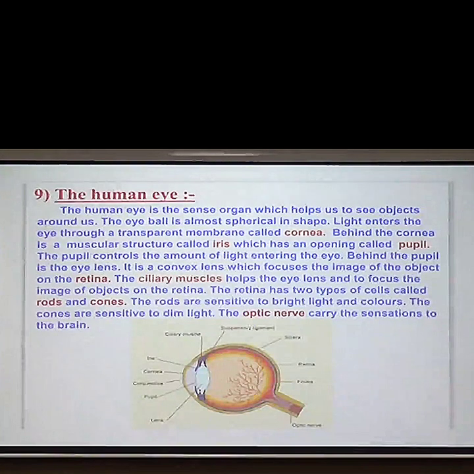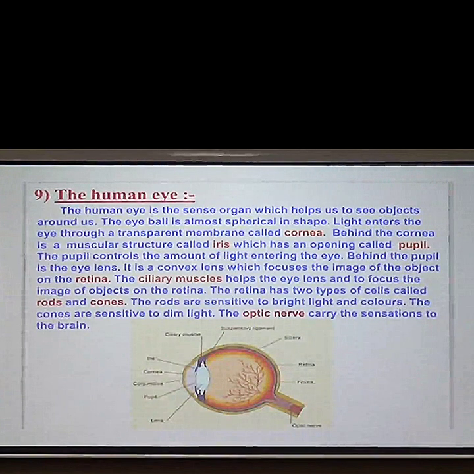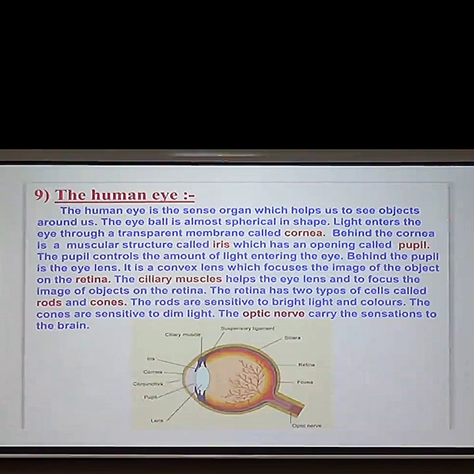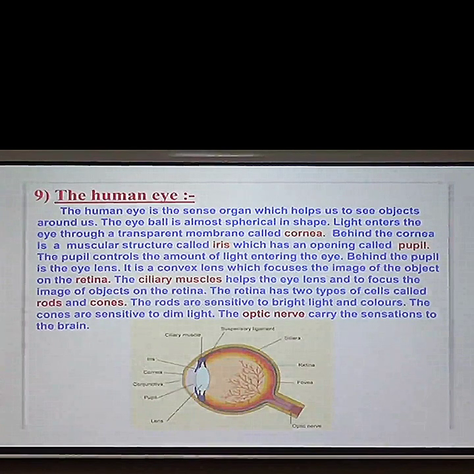Moving on, the human eye. Now, the human eye is a sense organ which helps us to see objects. In this we are going to study the different parts of the human eye and their functions also. So we'll talk about cornea, pupil, iris, ciliary muscles, optic nerve, and retina.